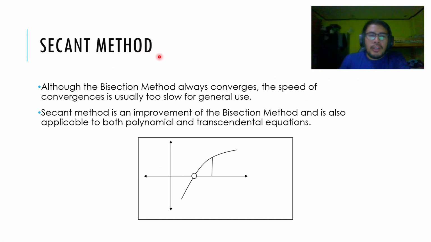Although the bisection method always converges, the speed of convergence is usually too slow for general use. So the secant method is here to speed up the process of convergence. The secant method is an improvement of the bisection method and is applicable to both polynomials and transcendental functions.